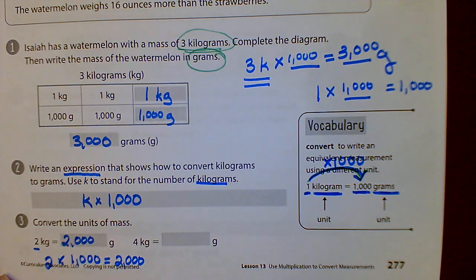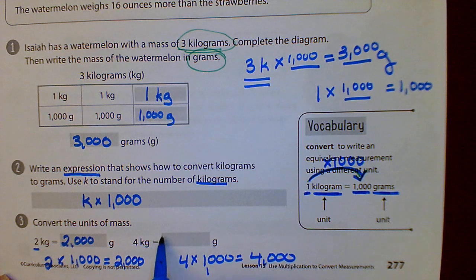So now I have to do the same thing with the 4. So again, same exact rule, 4 times 1,000 is going to get me my grams. What do I get? I get 4,000.